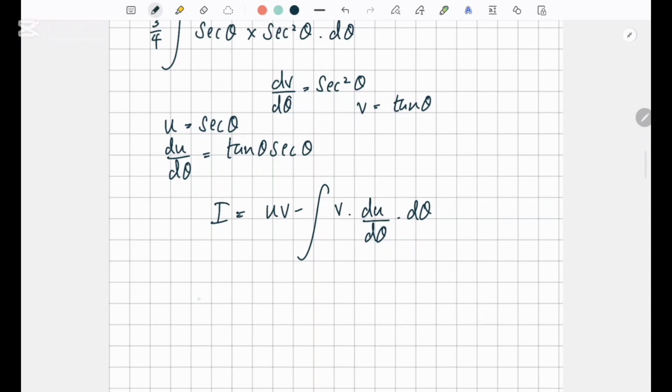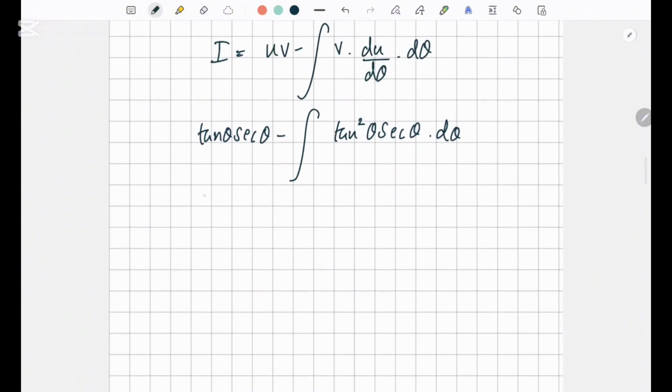So u into v, that's tan theta sec theta minus v, which is tan theta, into du over d theta. So that's tan theta sec theta, right? So this is going to be tan squared theta sec theta d theta. Now let's focus on the integration we have. So tan squared theta, you could write it as sec squared theta minus 1. Now that's going to be sec squared theta minus 1 into sec theta.